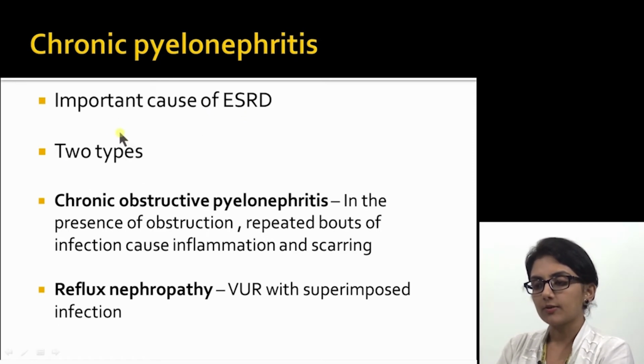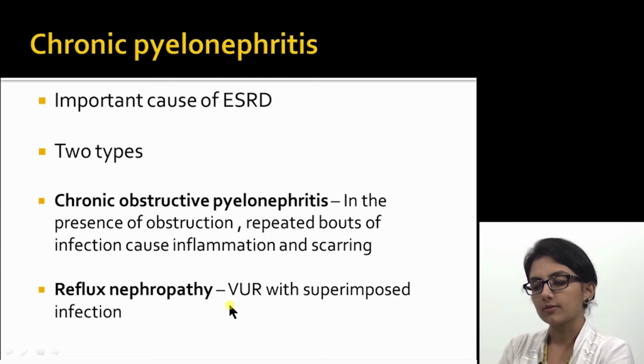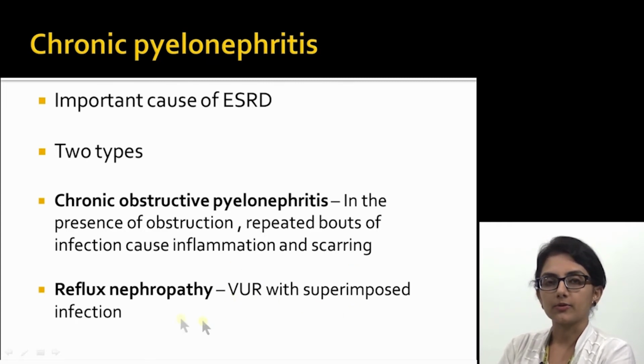Now, the two types really of chronic pyelonephritis. One is the chronic obstructive pyelonephritis, in which, in the presence of obstruction, repeated bouts of infection cause inflammation and scarring. Or you have reflux nephropathy, where the predominant pathogenetic mechanism is the vesico-ureteral reflux, and the sterile urine which is going into the kidney is damaging the kidney, which may then have superimposed infections and a secondary pyelonephritis.